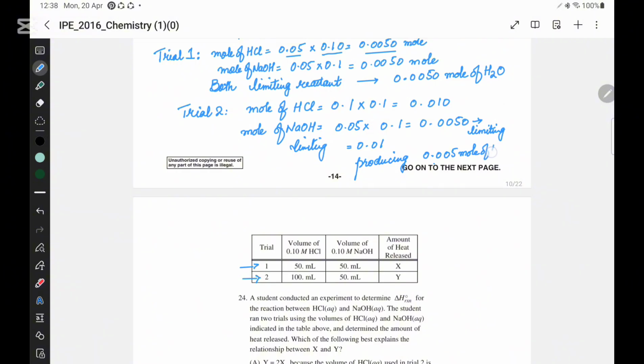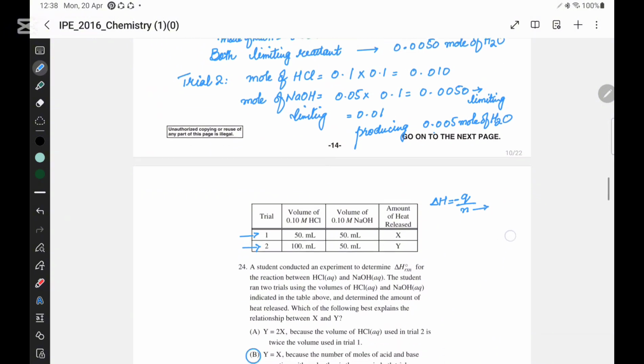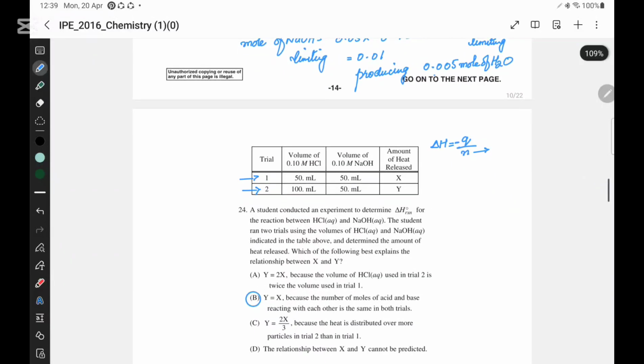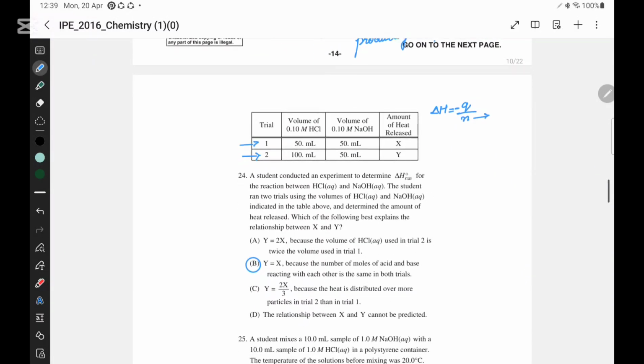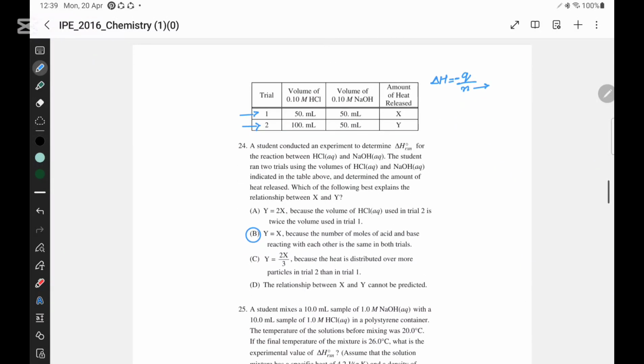mole of water. So the amount of heat released is dependent on Q by n, and as it is released, it is going to be negative. The moles of water are the same for both, so you can say Y is equal to X, because the number of moles of acid and base reacting with each other is the same in both trials.